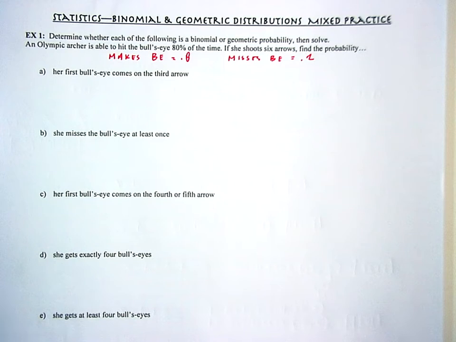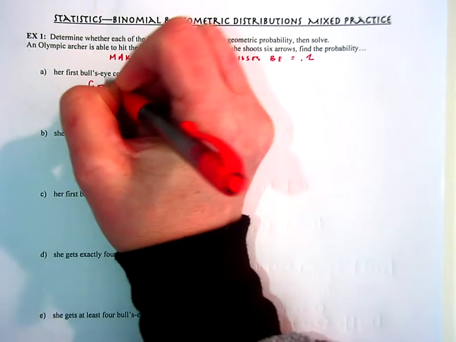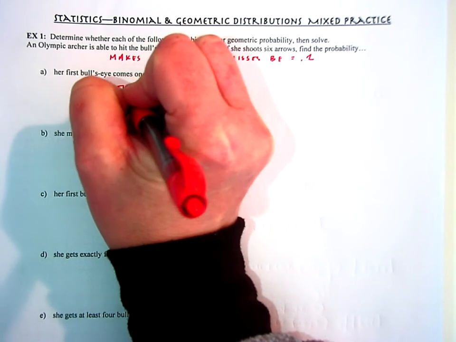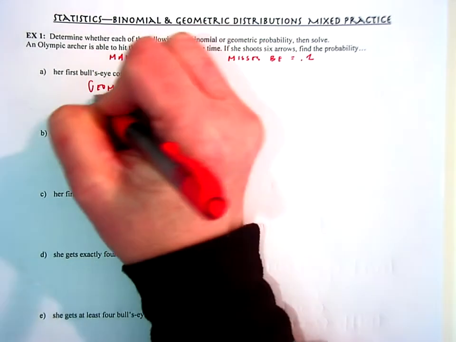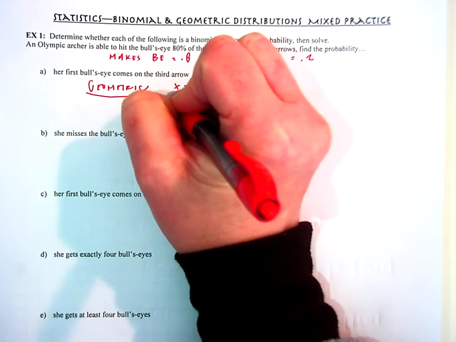So the big identifier here that it's geometric is that we're saying her first success comes on the third try. And prior to that third try, she had 2 failures. So here again, let me just write out that this is geometric. And we're getting that success on the third try.